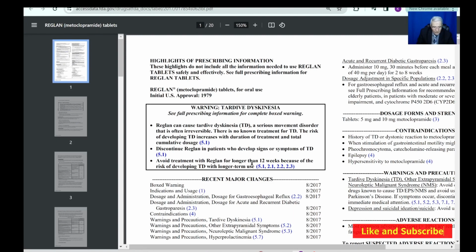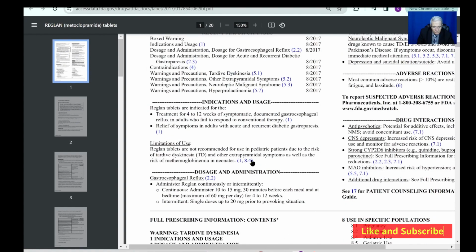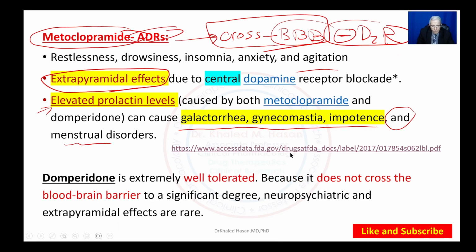And again, for the clinical use, you can see this medication, metoclopramide, is used for treatment of esophageal reflux. Also, this medication could be used for diabetic gastroparesis. Okay, now move to the next medication.